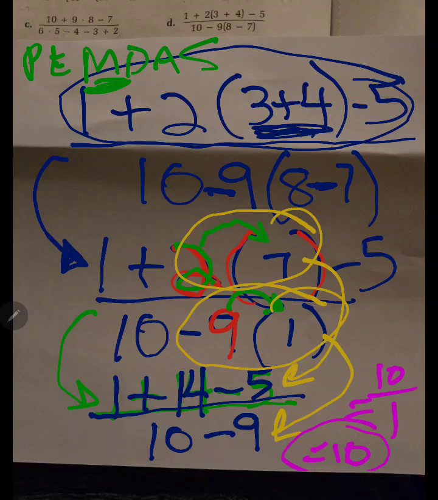So that's letter D. There's only one more on the bottom of the page. That's E. So I'm going to go ahead and stop this video now, and I'm going to do letter E.